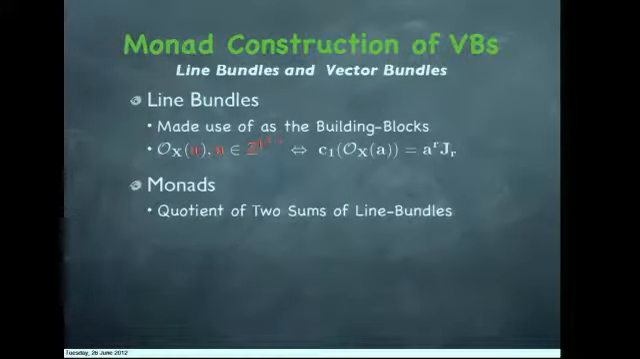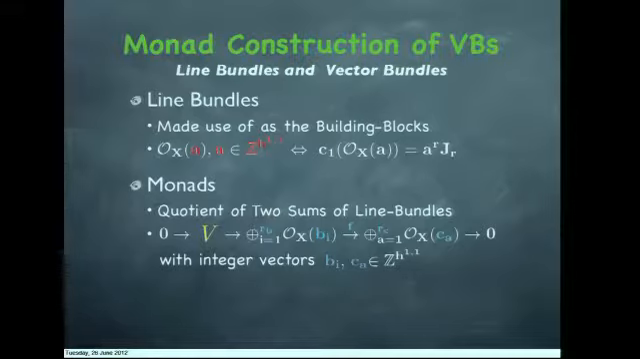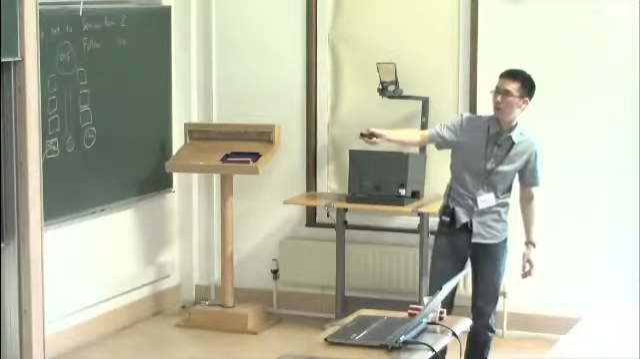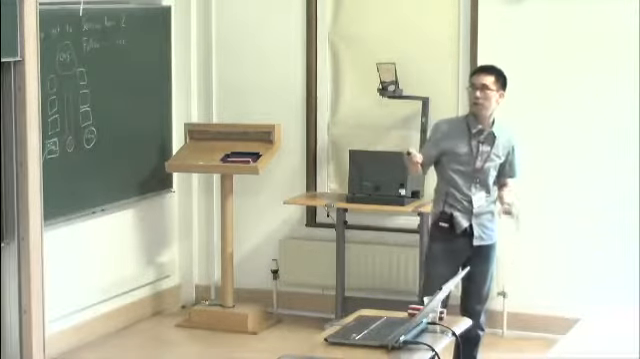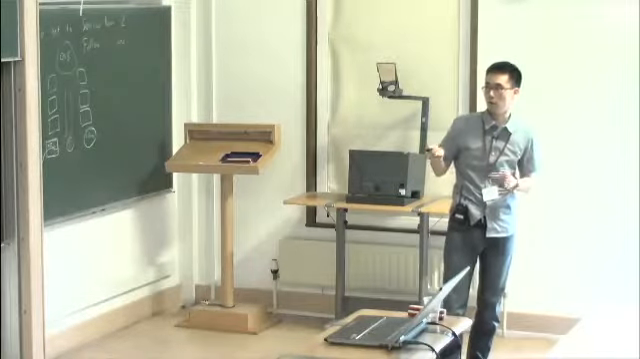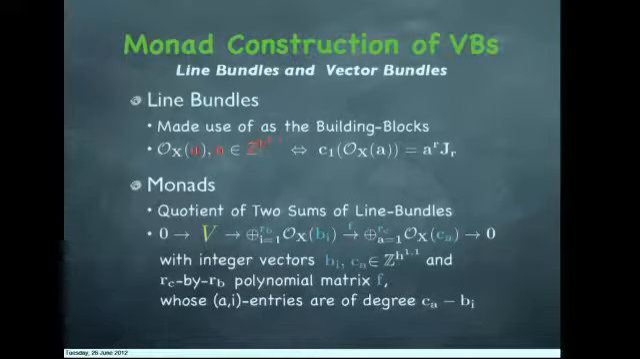Now let me quickly describe the bundle side of the story. The basic idea is to make use of line bundles as the building blocks, which are labeled by some integer vector in Z^{h^{1,1}}. And a monad is, roughly speaking, a quotient of two sums of line bundles. More precisely, a monad bundle V is defined by a short exact sequence of this form, where the b_i's and c_a's here are some integer vectors in Z^{h^{1,1}}. Also, you can think of V as a kernel of this bundle map f, which can be thought of as an r_C by r_B polynomial matrix whose (a,i) entries are of degree or multi-degree c_a minus b_i. And we impose this positivity condition for the degrees.